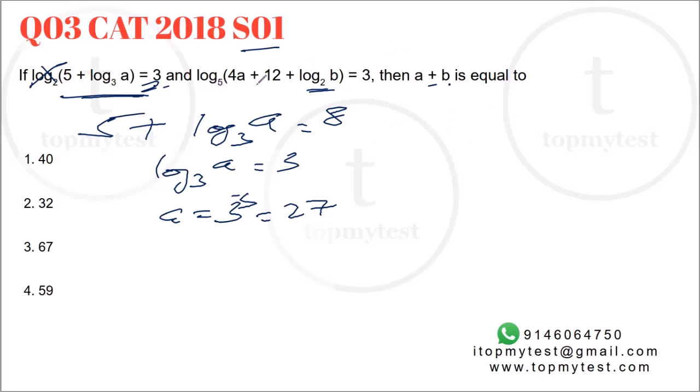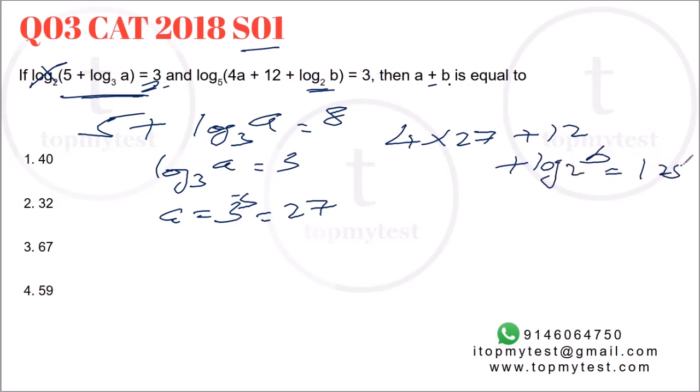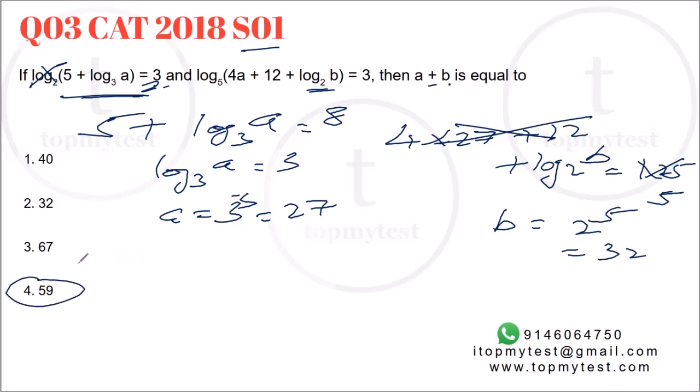Plug this value in this. So again, we'll take to the base 5. So we'll raise both sides to the power 5. So you'll get 4 into 27 plus 12 plus log of b to the base 2 equals 5 cube, which is 125. This is 108 plus 12 will be 120, 125. So this gives you 5. So b should be 2 to the power 5, which is 32. 27 plus 32 is 59. Option 4. Job done. This is worth its weight in gold, especially in CAT 2018 slot 1, which you would have learned from all the Quora outrage was a pretty crappy paper.